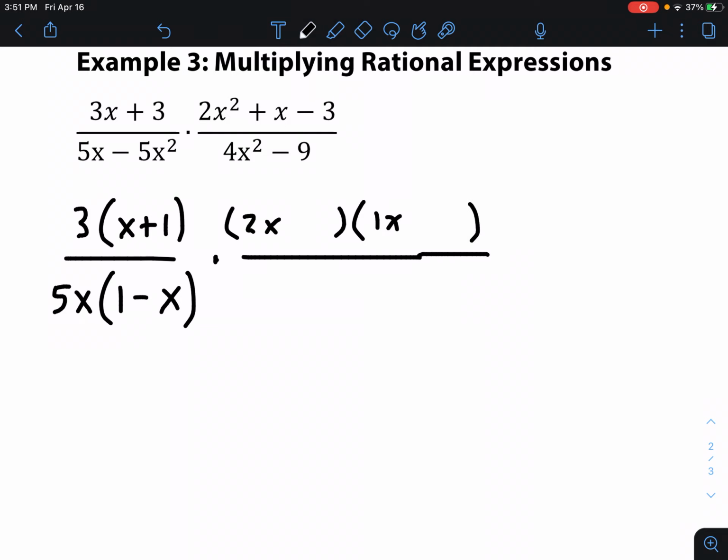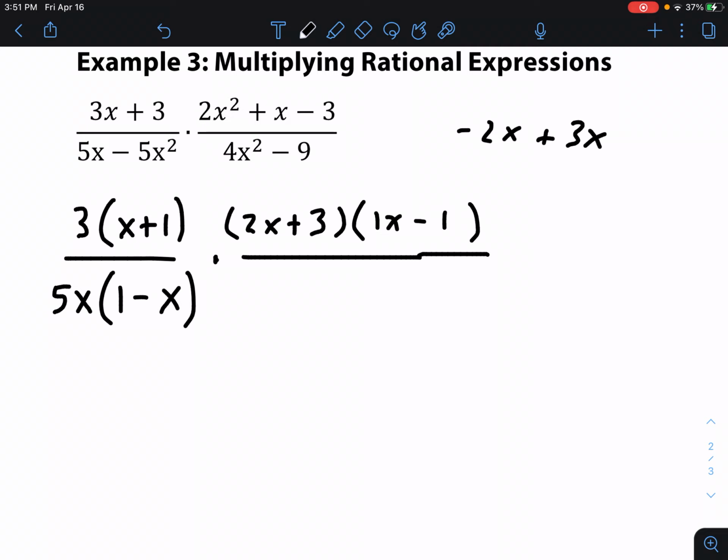Okay, so then we have 2x and 1x, because 2x times 1x is 2x squared. And then we have negative 3, so we know we have to have a 3 and a 1. And I'm going to put the 3 here and make it plus, and the 1 here and make it minus. And it works because 2x times negative 1 is negative 2x, and 3 times 1x is positive 3x. We add those together, we get positive x. And that's what we want.